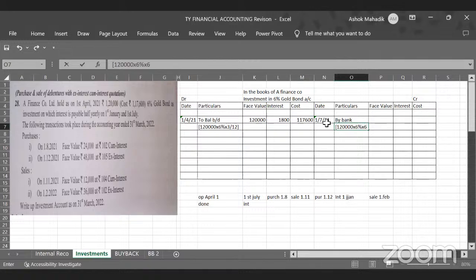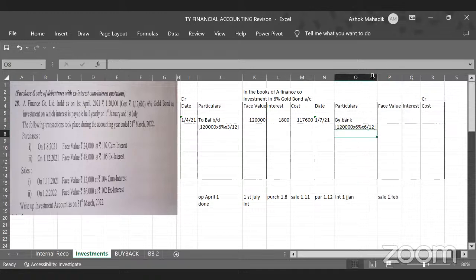If only one date is given, it means the company is paying annual interest. So don't consider months. Directly multiply with the percentage. So now calculate interest. I'll do it here: 1,20,000 into 0.06, or directly divided by 12. So 3,600. I hope you understood this.